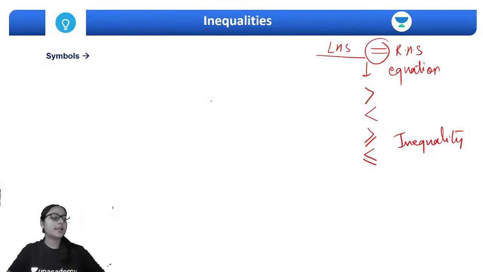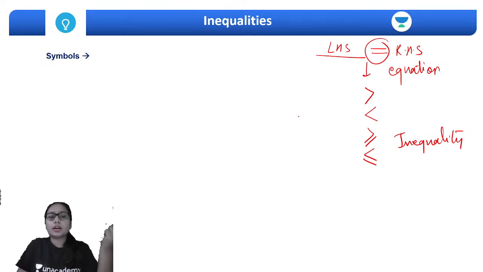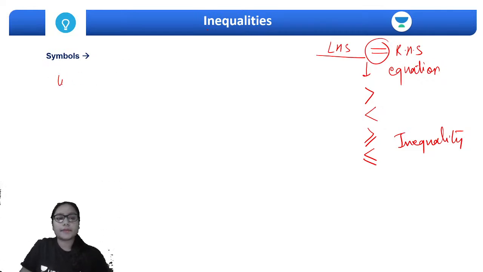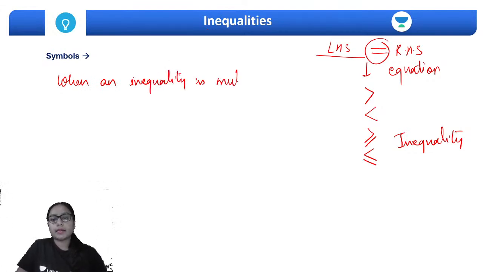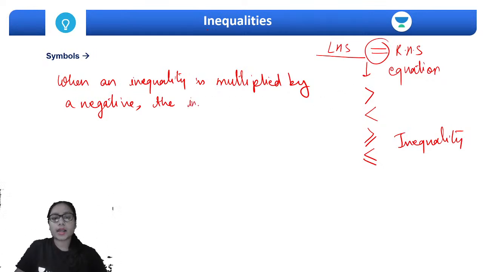All right. So let us continue discussing inequalities. We have these symbols: greater than, less than, greater than or equal to, and less than or equal to. Now one important point that we need to keep in mind is that when an inequality is multiplied by a negative number, the sign is flipped. The inequality sign in the middle is reversed.